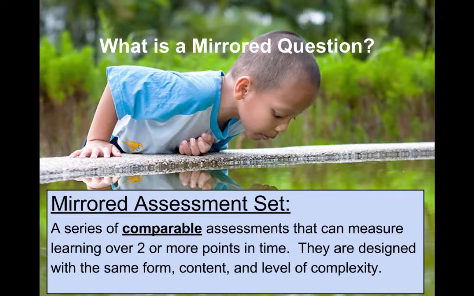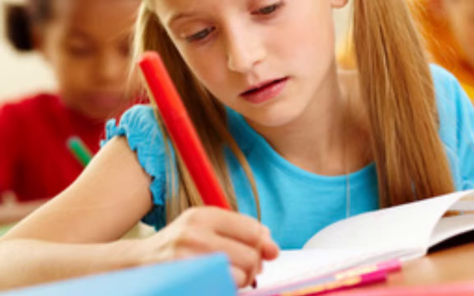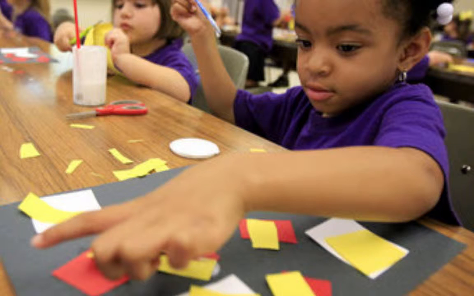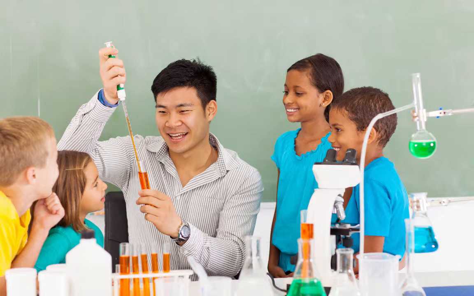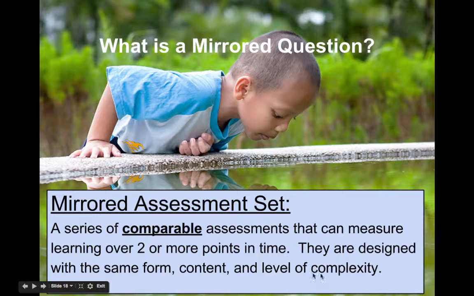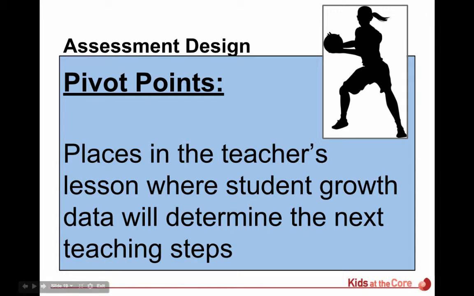So to focus in on these 3 pieces, by format we mean that we're talking about multiple choice tests compared to multiple choice, or a performance compared to a performance. In content, we're really looking at the skills that are being measured, and of course complexity level, we're looking at the difficulty with which we're using to ask those questions.